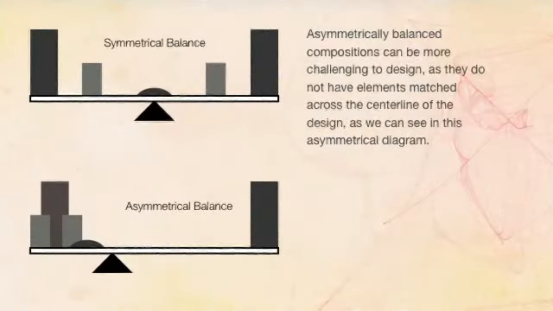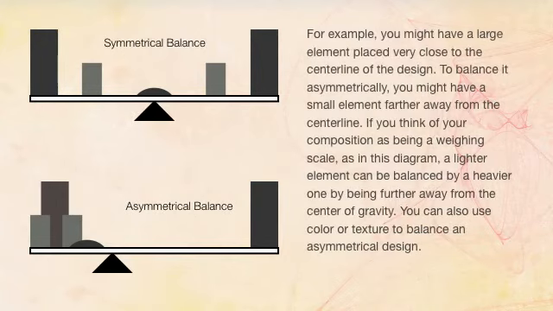Asymmetrically balanced compositions can be more challenging to design, as they do not have elements matched across the center line of the design, as we can see in this asymmetrical diagram. For example, you might have a large element placed very close to the center line of the design. To balance it asymmetrically, you might have a small element further away from the center line. If you think of your composition as being a weighing scale, as in this diagram, a lighter element can be balanced by a heavier one by being further away from the center of gravity. You can also use color or texture to balance an asymmetrical design.